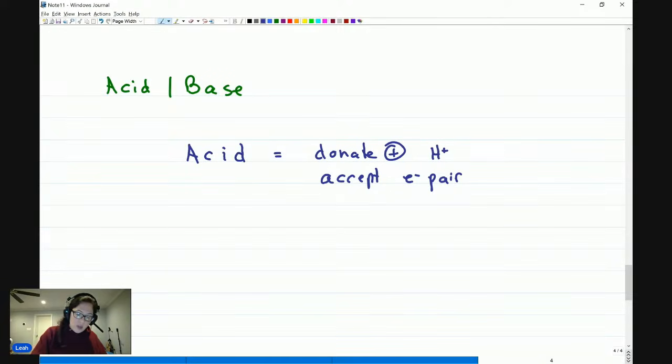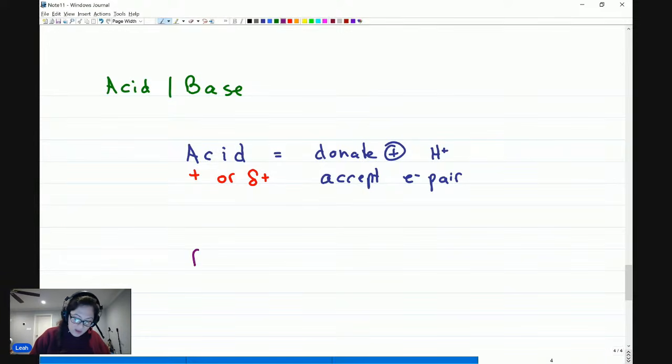For something to give off a positive, it's going to start out positive or partially positive. For something to accept an electron pair, that negativity is attracted to a positive or partially positive. So the big picture category that we're looking at here is an acid is something positive or partially positive in comparison to whatever it is that it's reacting with.